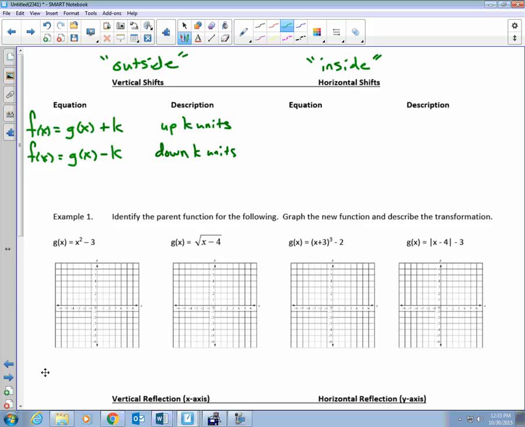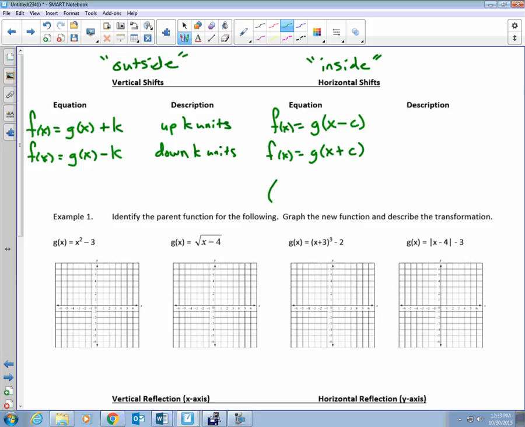If we had something like this, f of x is equal to g of x minus c, or x plus c. Is the c on the inside or the outside? It's on the inside, so therefore it affects it horizontally. Now this is where it's a little bit different. A minus c, as you see that, do you know if it will shift it to the right c units or to the left c units? It will shift it to the right.